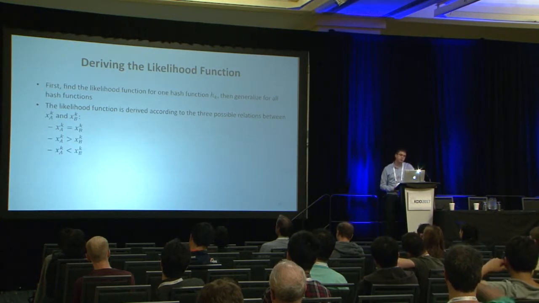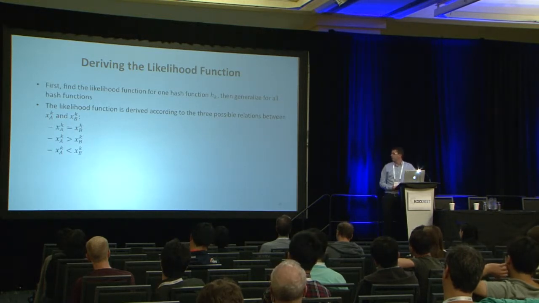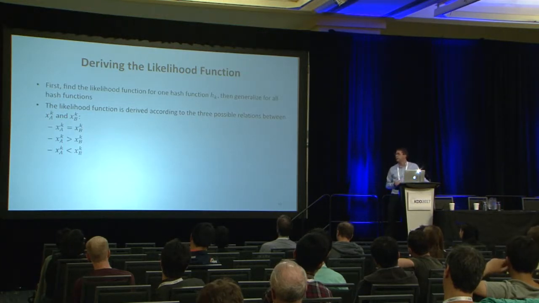In order to derive the likelihood function, we begin with one hash function and then generalize for all the M hash functions. So the likelihood function is derived according to the three possible relations between the maximal hash values in A and B for this kth hash function. They are whether equal or one is bigger than the other.